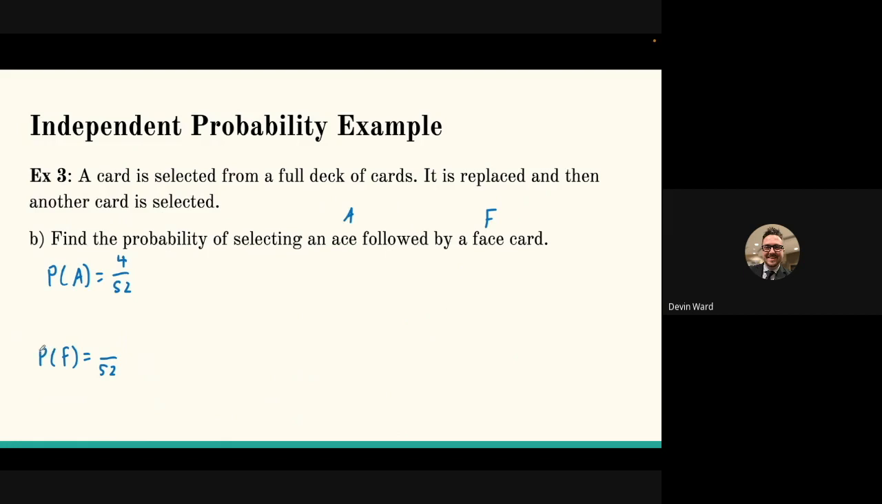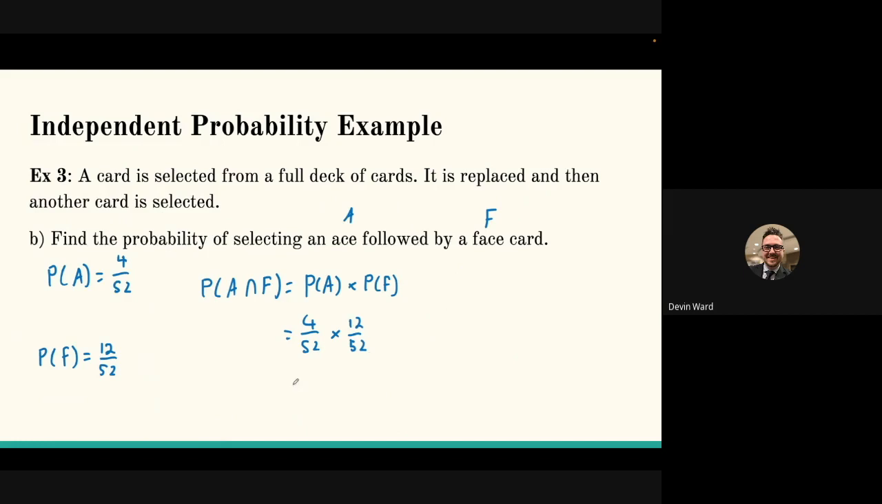Then the probability of getting a face card. Well, there's jack, queen, king in every suit. So there's 3 face cards in each of the 4 suits. And 3 times 4 is 12. So there's 12 face cards total in the deck of 52. So the probability of getting an ace and then a face card would be the probability of getting an ace followed by the probability of getting a face card. Okay. So we'd have 4 over 52 times 12 over 52.